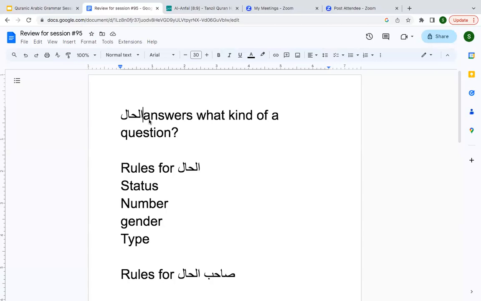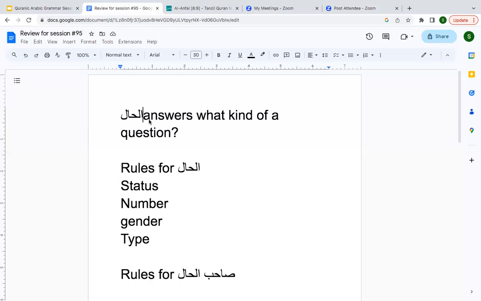Okay. For the rules, when you look at Al-Hal, what should be the status of Al-Hal when it is a mufrad ism? Must be nasban status. Number and gender must match. Very well done. So it must match in number and gender with sahibul hal. So number and gender will match.